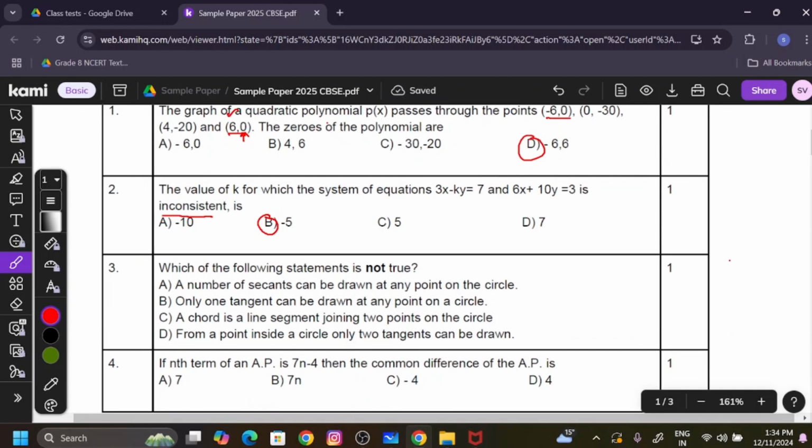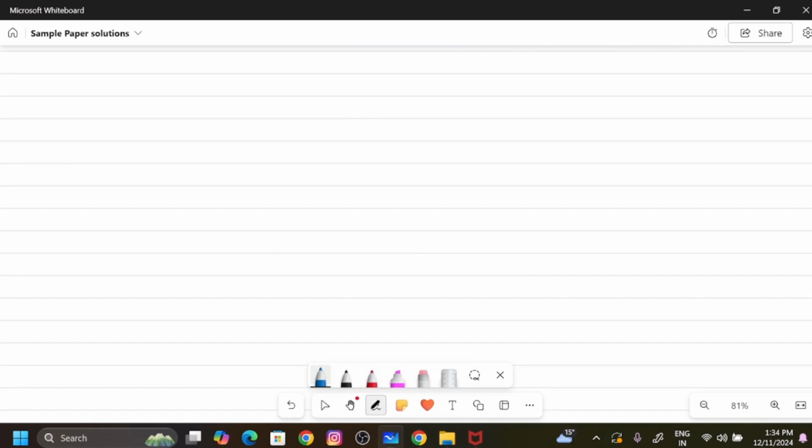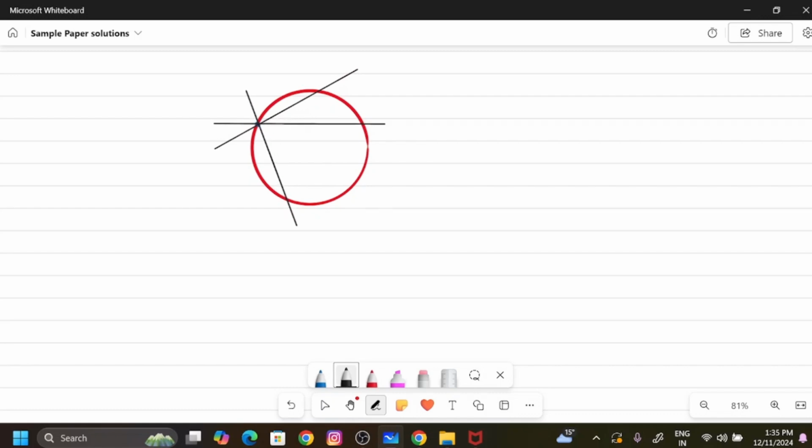Which of the following statements is not true? A number of secants can be drawn at any point on the circle. Is this true? If you have a circle, secant means the line which intersects the circle in 2 points, right? So if you take any one point on the circumference, how many secants can be drawn? We can draw one secant like this, another secant can be drawn, another secant like this. So we can draw a number of secants passing through this point.